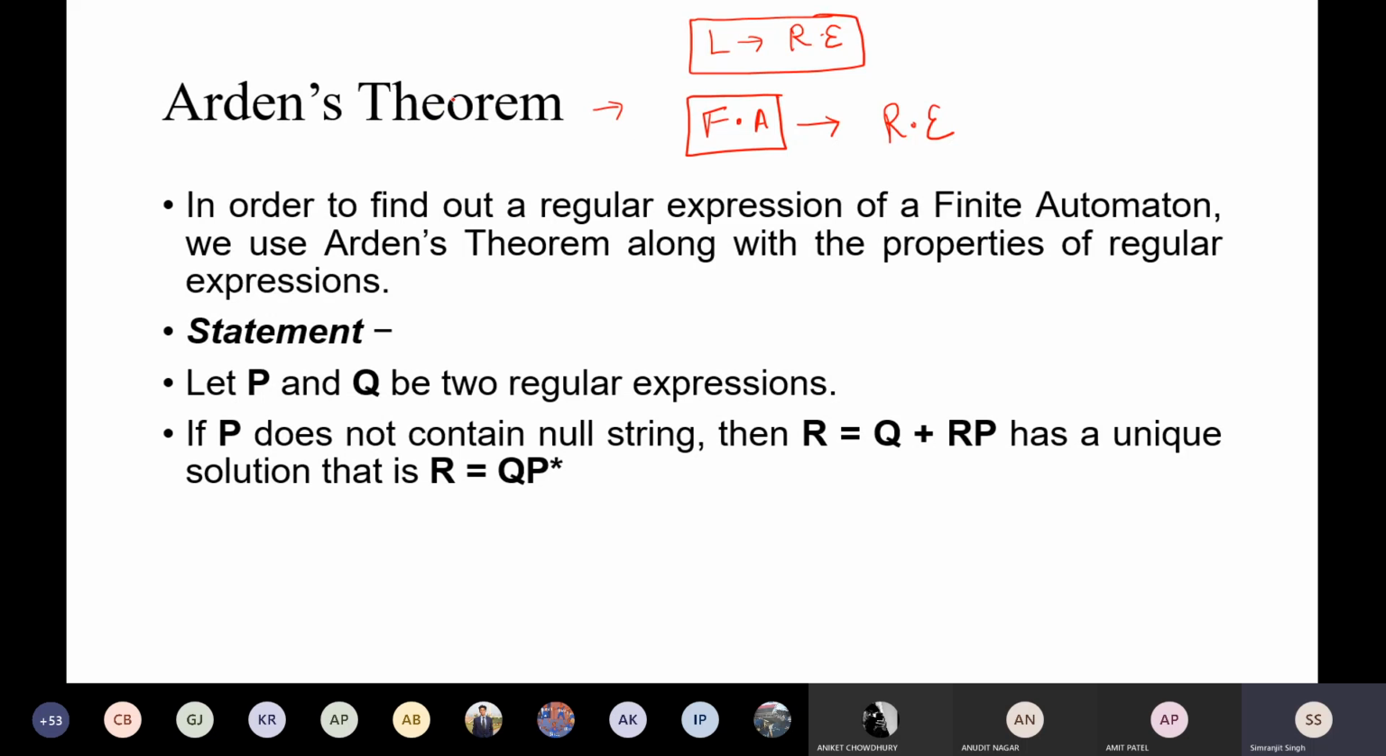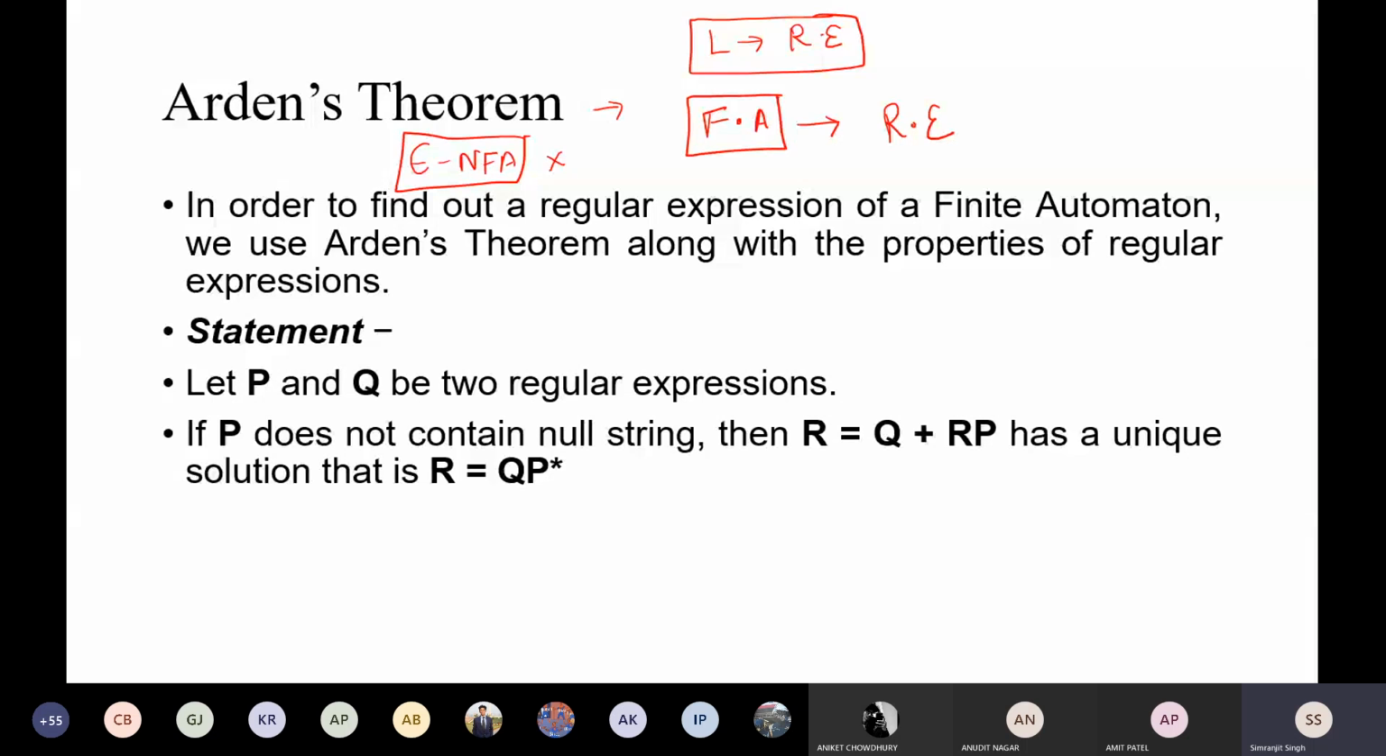Okay, so Arden's theorem is a bit complex theorem. Mathematically it is complex, but I'll show you with examples that it is very easy to understand. But it is not applicable to epsilon and phi. So keep in mind that Arden's theorem is not applicable to epsilon and phi. So there is a little bit of a limitation here. Also, I will tell you, there are some assumptions that are attached to this Arden's theorem.